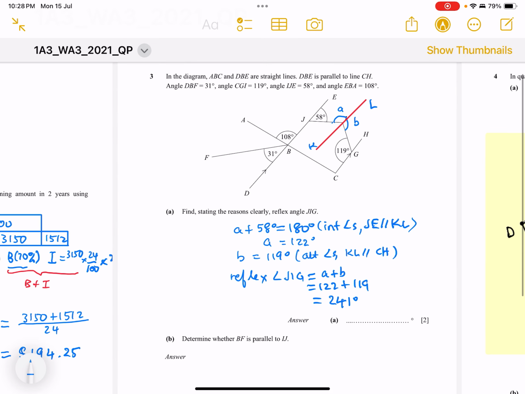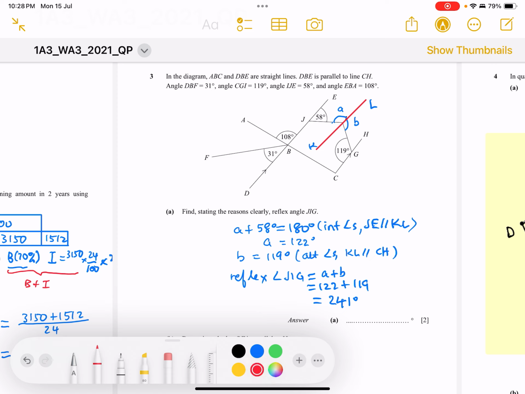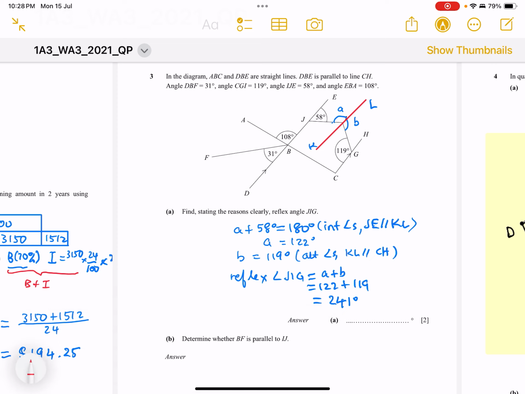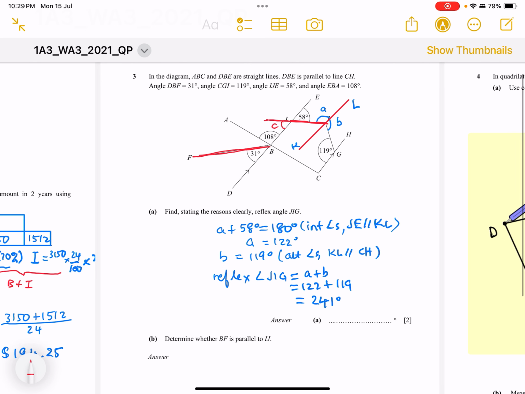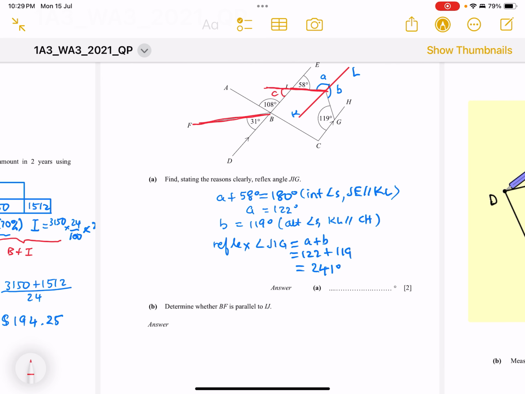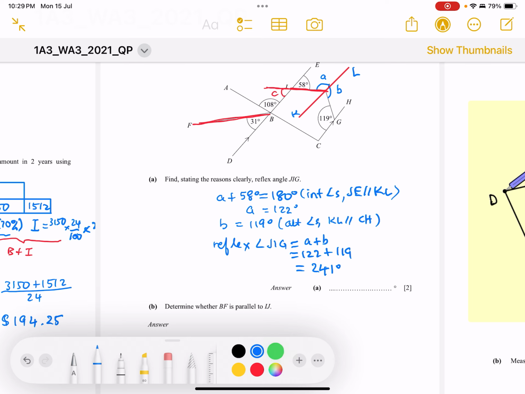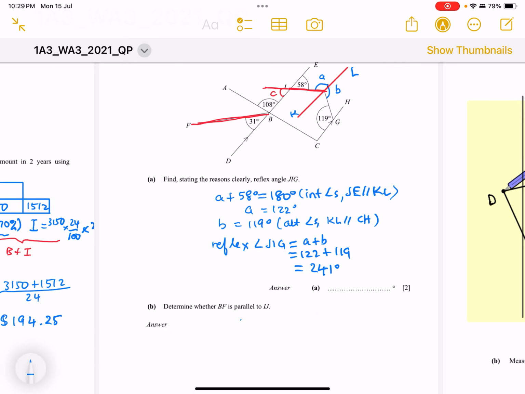In this second part, we are to show that BF is parallel to IJ, or to determine whether this length is parallel to this length. Well, we can call this angle C, and we know that the angle C is the vertically opposite angle. So C is 58 degrees.